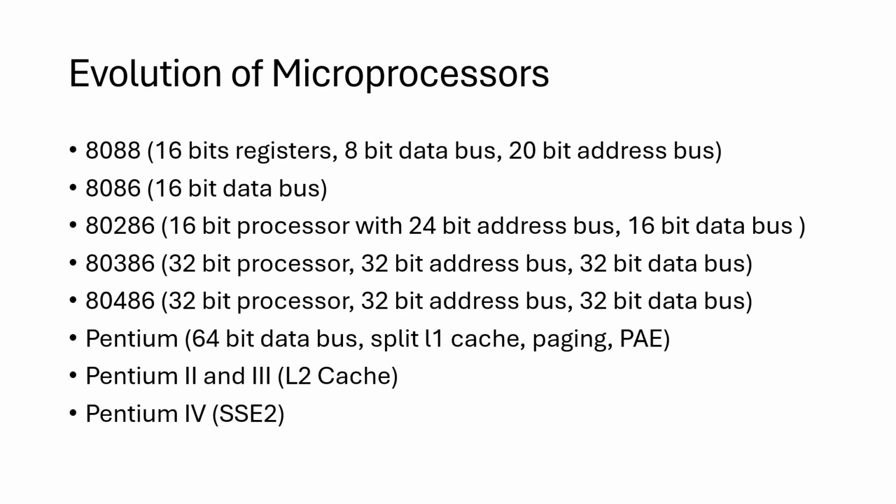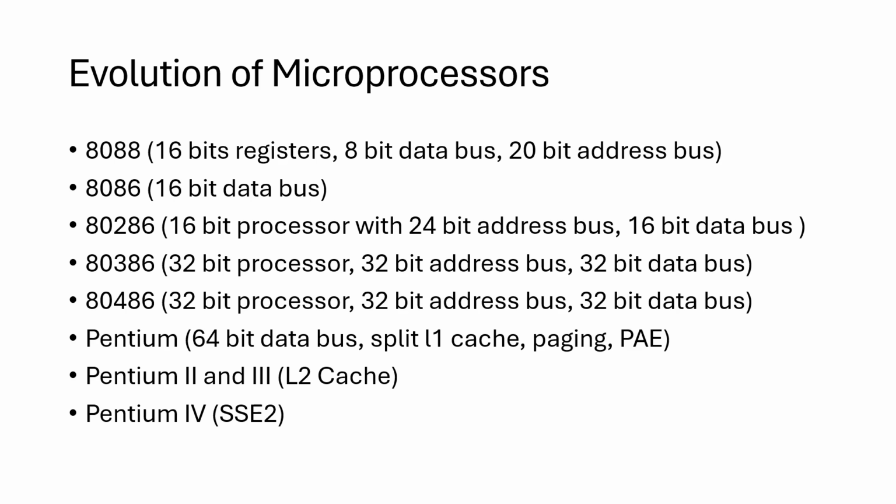So after the 80386, we have the 80486. This one also has 32-bit registers and a 32-bit data bus. Along with those, a high-speed cache memory was introduced in this processor. This cache memory was connected to the processor bus, enabling the processor to store copies of the most recently used instructions as well as data.